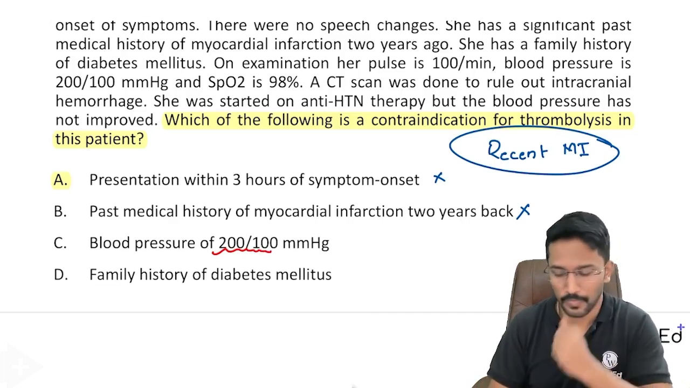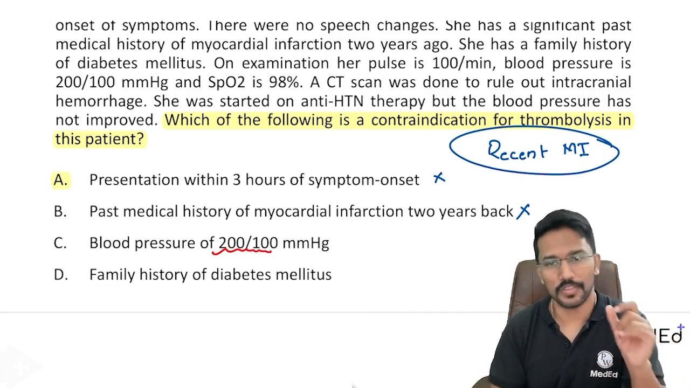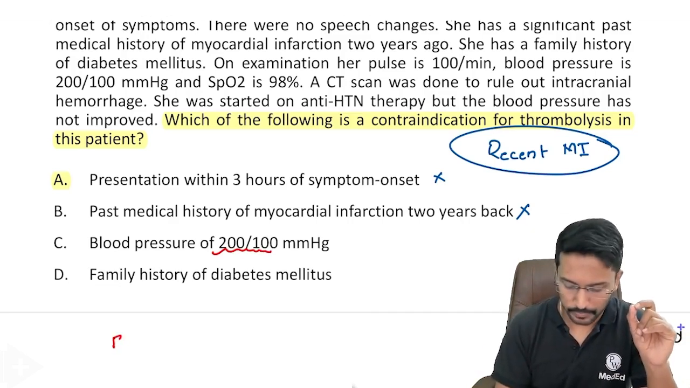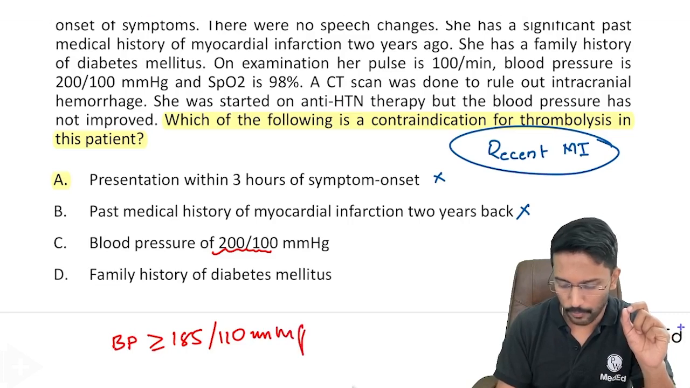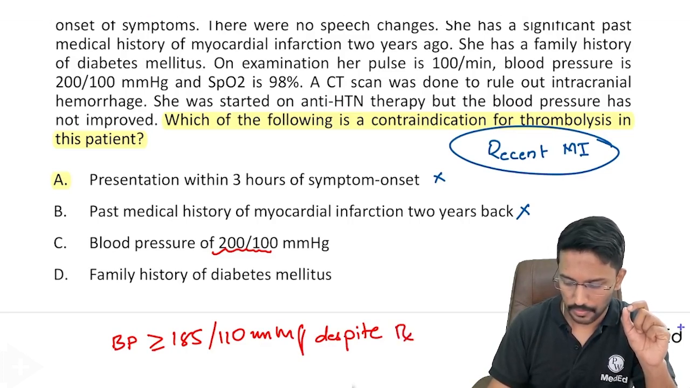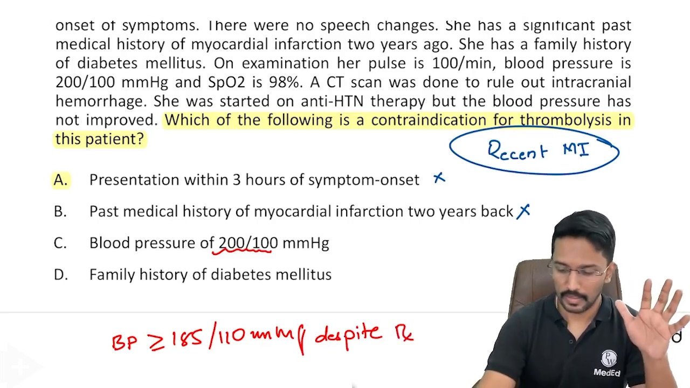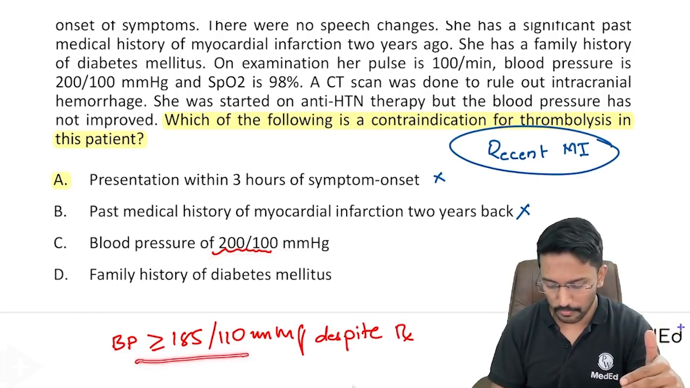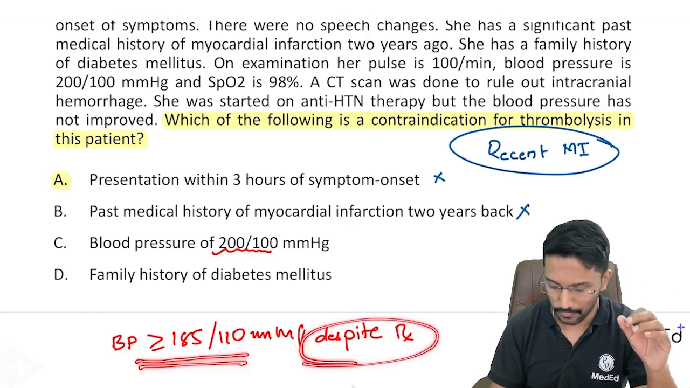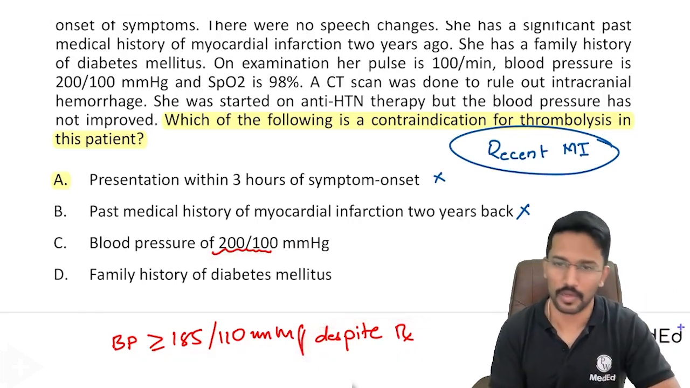Remember this point. Because when you look at the contraindication statement, it says BP more than or equal to 185 by 110 millimeters of mercury despite treatment. Despite treatment. That is a statement. Like in this case, if you are not able to bring down the BP to less than 185 by 110 millimeters of mercury with the treatment, then it becomes a contraindication.